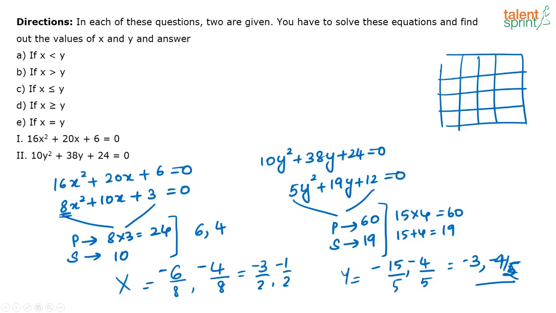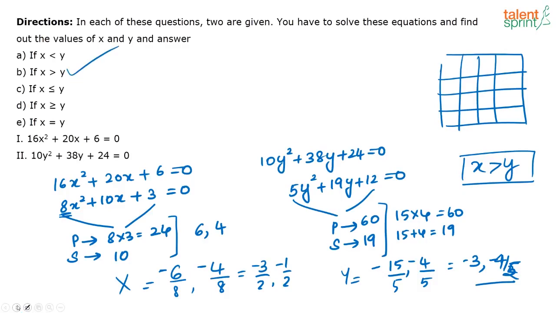Now if you compare the value of x and y, what can you say? For sure you can say that the value of x is always greater than y, correct? Because here you have minus 3. If y is minus 3 and x takes any value, definitely x is greater than y. Similarly, if y is minus 4 by 5, then also x is definitely greater than y. So you can say that in this question the relationship between x and y is x is greater than y. Correct? Everybody is able to get it? So the correct answer here is x is greater than y.